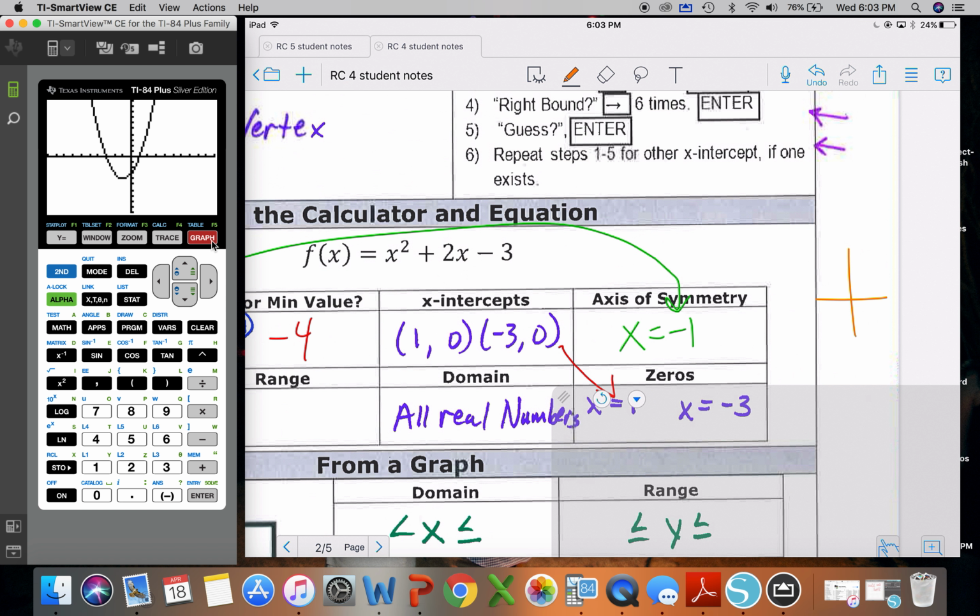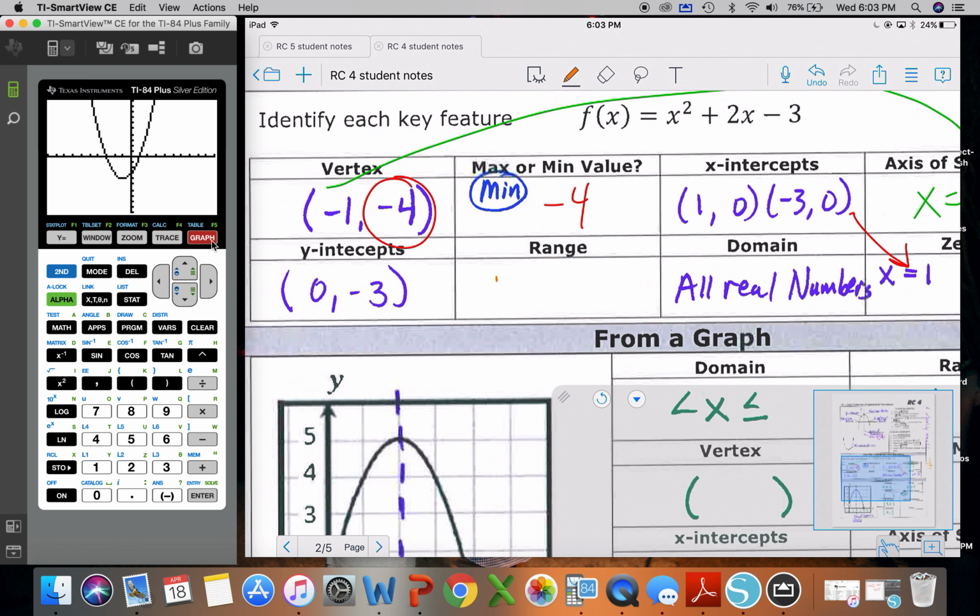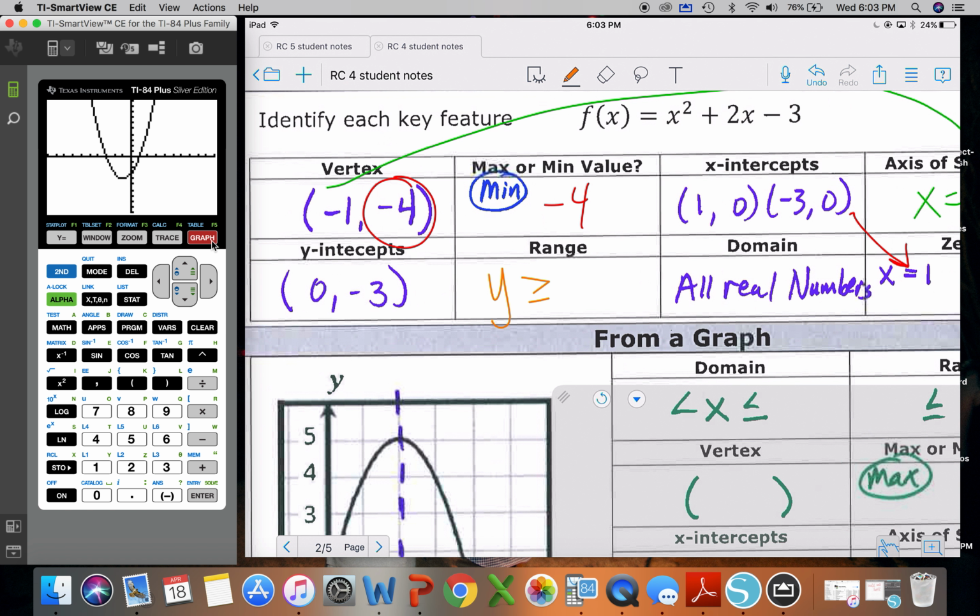So I'm looking at a graph that looks kind of like this. My y's, I know, come down to -4. I know it's -4 because that's what's listed in my vertex. And then my y's go up from -4. So my y's are getting greater than or could equal -4. And then my y-intercept is at 0, -3. Again, we can do second trace enter. I want to know when x is 0, what's my y-intercept, and get that point.